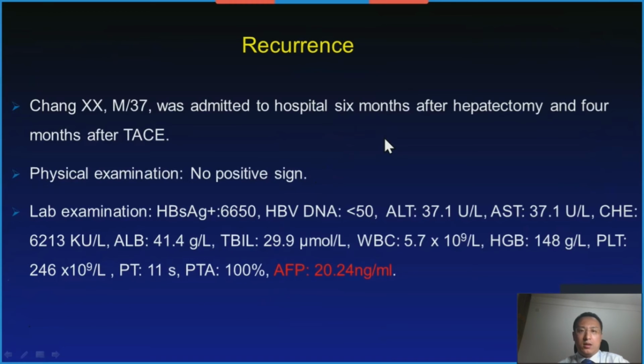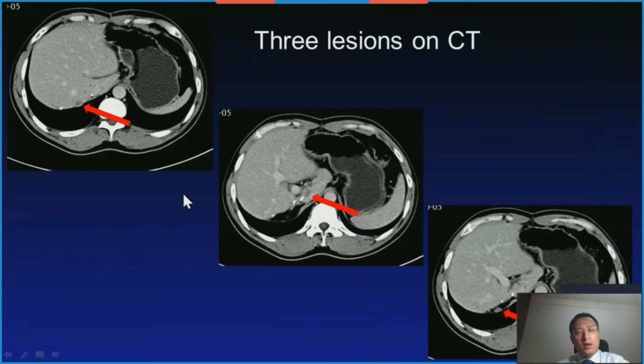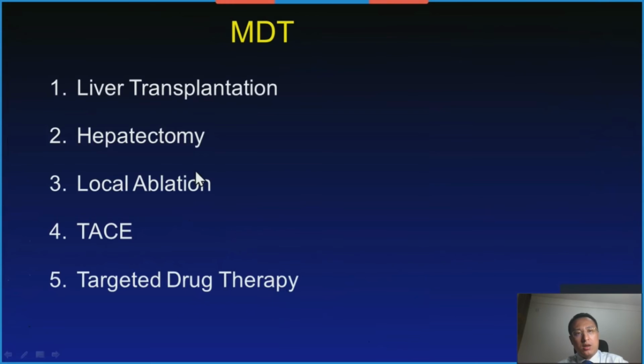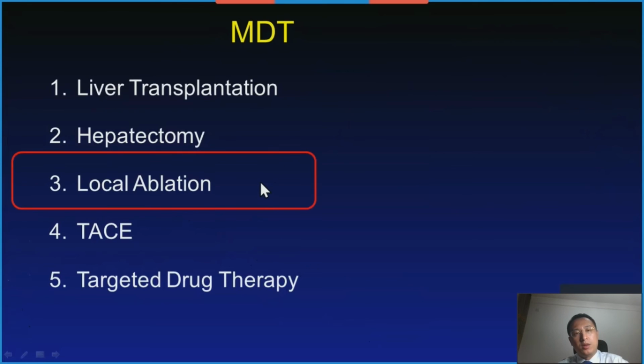6 months after the operation, the patient had a recurrence. AFP is still a little high. There were 3 lesions on CT. The first lesion is near the diaphragm. The second lesion is located in the caudate lobe. The third lesion we think is peritoneum metastasis. So for this patient, after the MDT, the patient chose the ablation treatment.